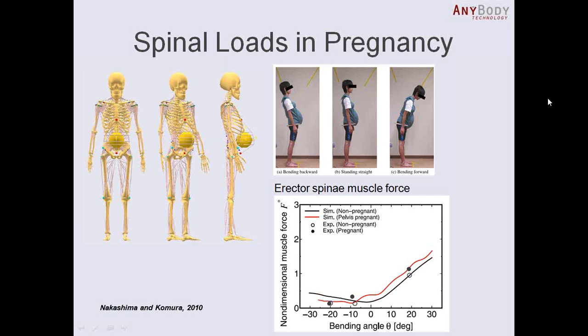And I might just note that their AnyBody predictions for erector spinae muscle activity agreed rather well with EMG measurements taken from an instrumented male graduate student you can see in the picture there on the top right. I'm sure that that student now has a greater appreciation for the burden that his female counterparts must bear.